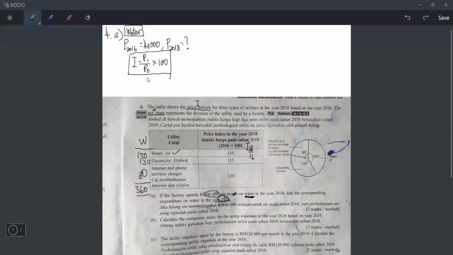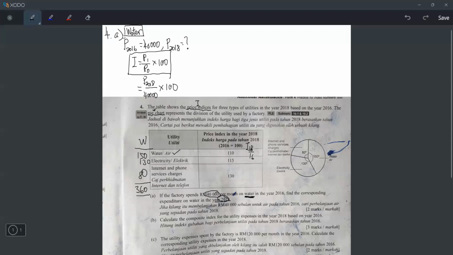When we use this formula, we have to substitute the I, the P1, and the P0. Then I get the answer. What do you think I will substitute for P1? The price in 2018, because that's the newer year, right? So I'll write price 2018. What will I substitute in P0? The price in 2016, which is 40,000. If you reverse them, it is wrong. Remember, always put the newer year on top.